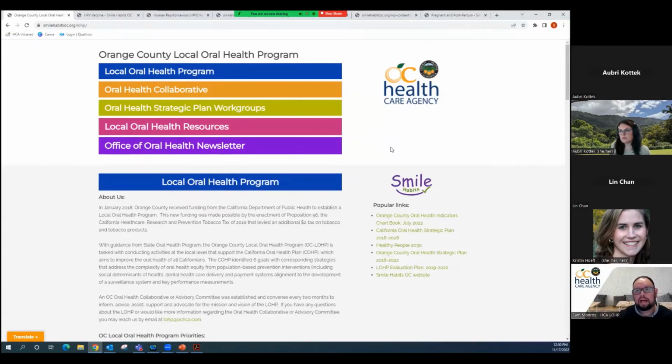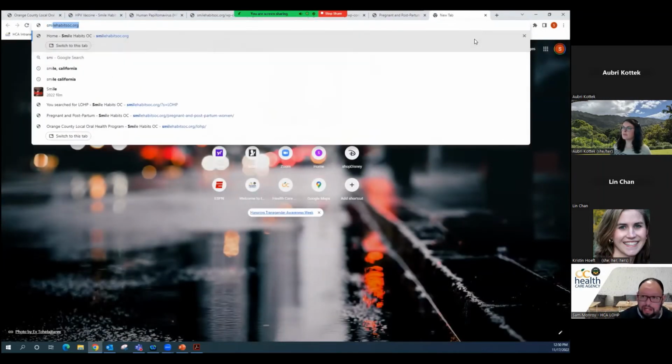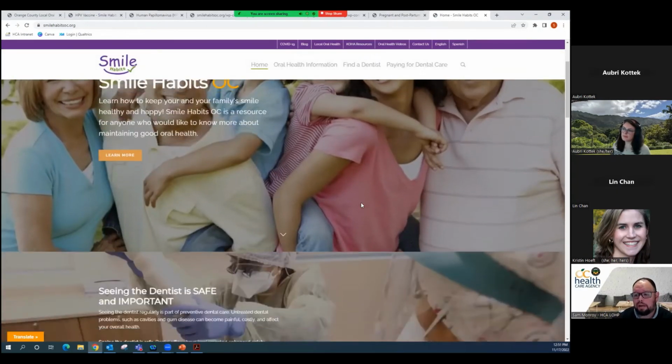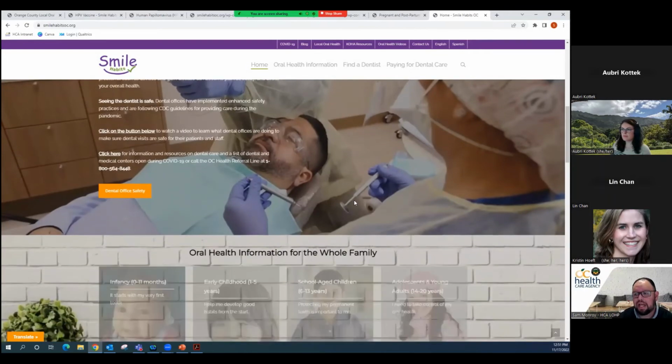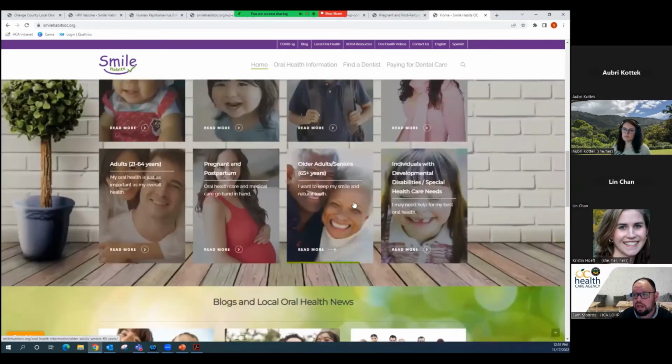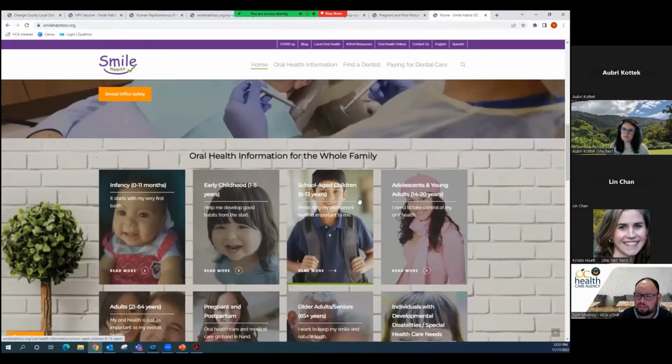So what we found out by having a standalone website is that we could have pages that the public will go to. So for example, you click on your web browser, you hit Smile Habits OC, you go to the main page, right? So these are all public facing items. It's meant for the community, for those that are looking for resources or information, things like that.